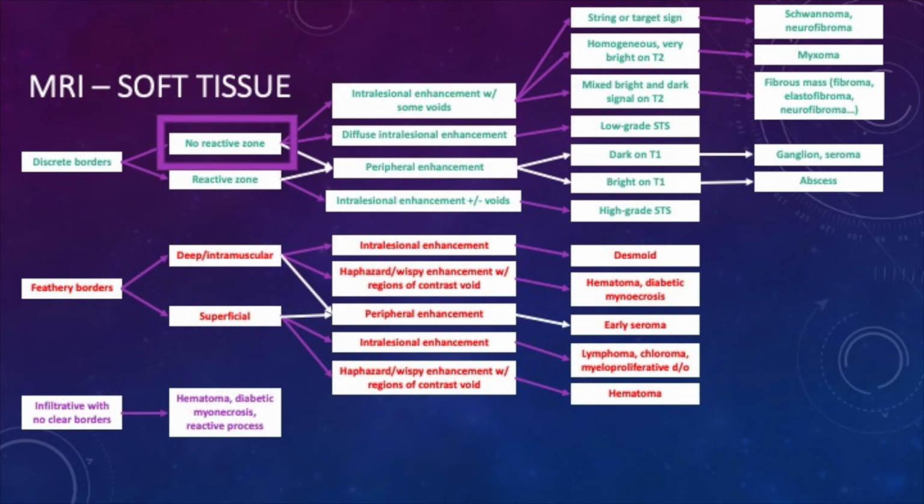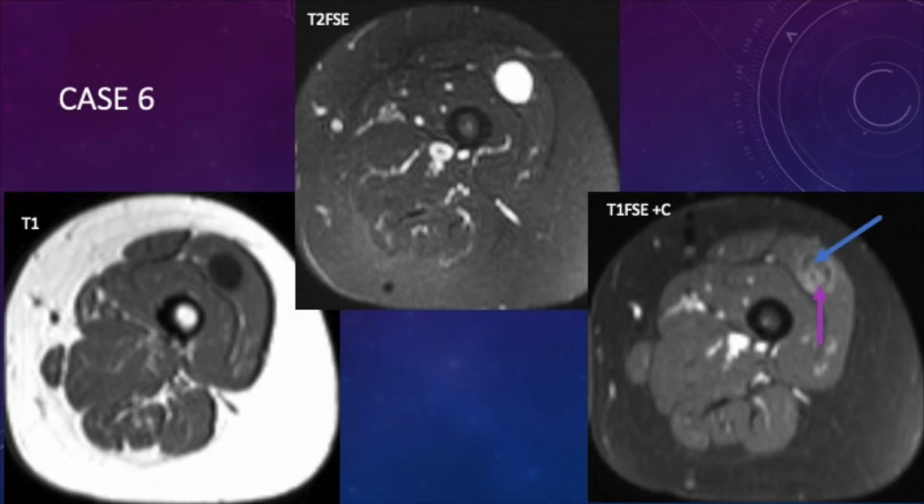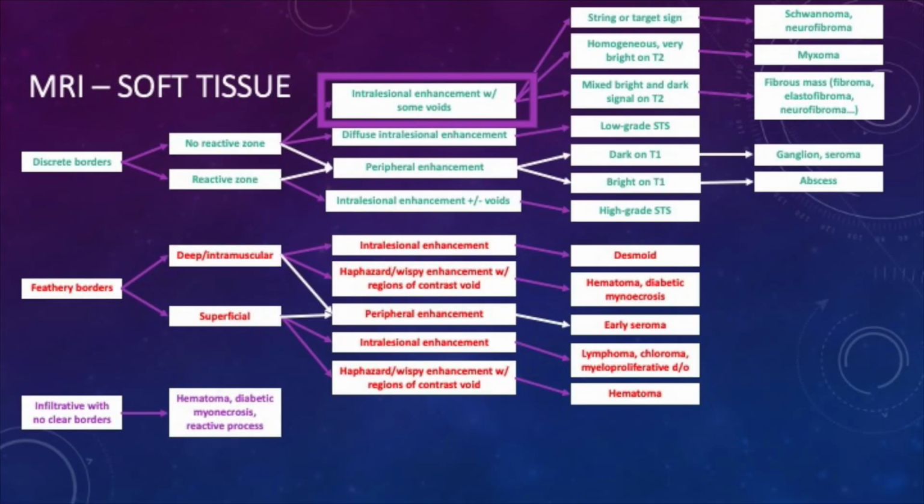Does it go intralesionally? Is it peripheral? Is it diffuse? Is it variable? As we just talked about, there is a little bit of peripheral, but there is definitely central. That's what the purple arrow is pointing to, that intralesional enhancement. And you can see the blue arrow there is pointing to the contrast void. So what we have is intralesional enhancement with some voids.